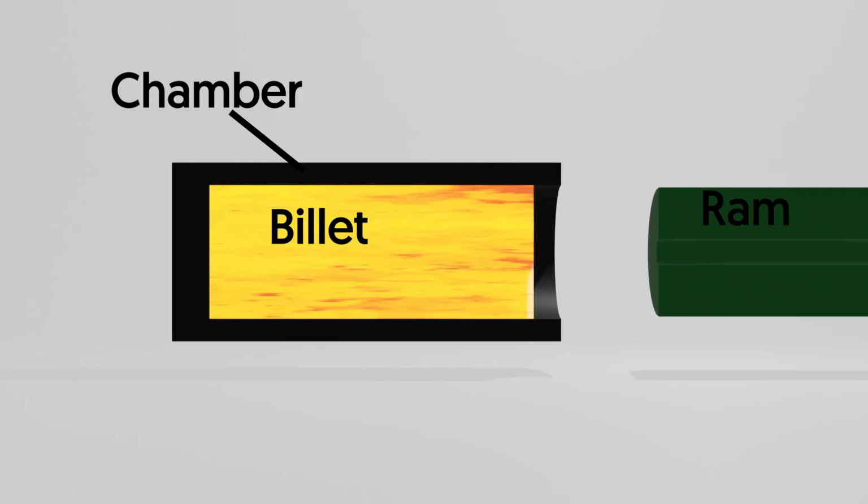In this video we are going to learn indirect extrusion. In this type of extrusion, both the billet and container remain fixed, and a hollow ram applies suitable pressure to the stationary billet.